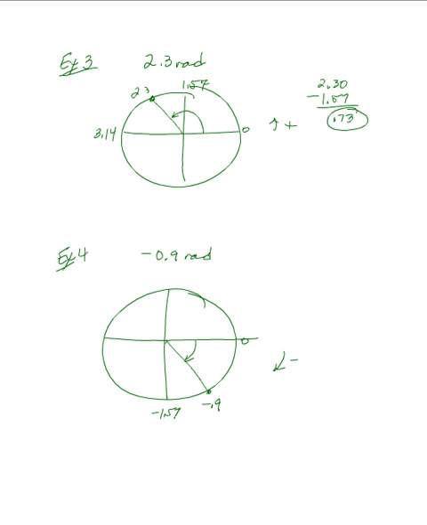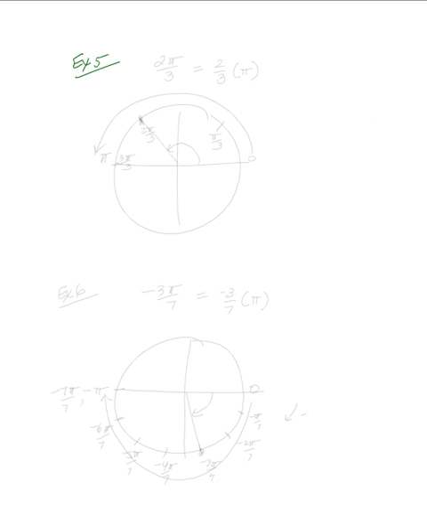Example 5. 2 pi over 3. Well, this really is 2/3 of pi. So thinking that, if you look at a circle, and here's 0, here's pi. If you went all the way, that would be pi.